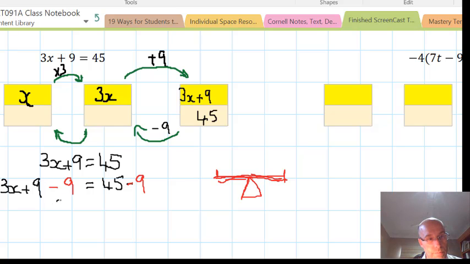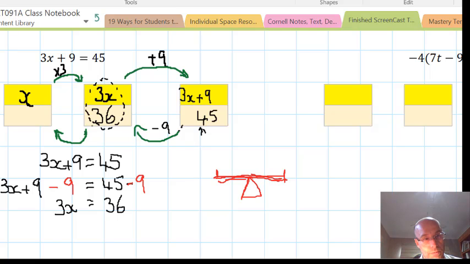We're in our journey back to the solution. 3x, because plus 9 minus 9 is 0, so we have 3x plus 0, which is just 3x. 45 minus 9 is 36. Now if you think about it, when you were doing the flowchart, you would go 45 here minus 9, and you'd also get 36 there. That makes sense. So you can see this: 3x equals 36, and look at this line, it says the same thing. So it makes sense, doesn't it?